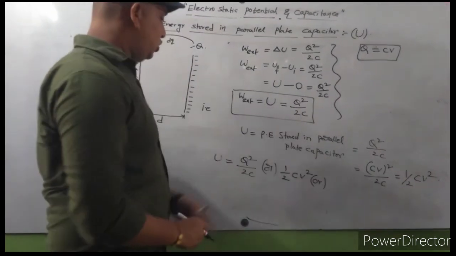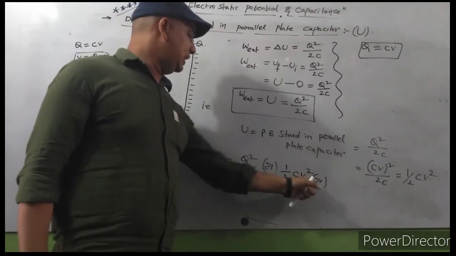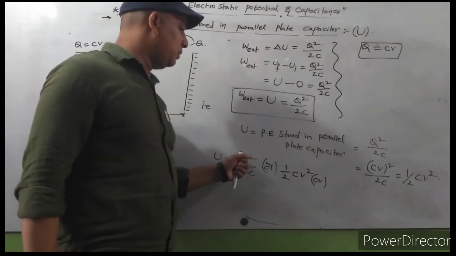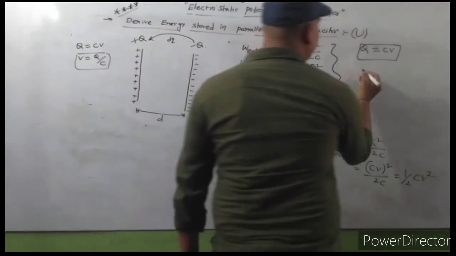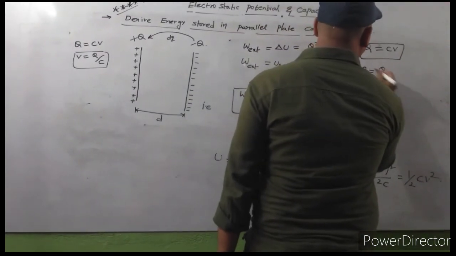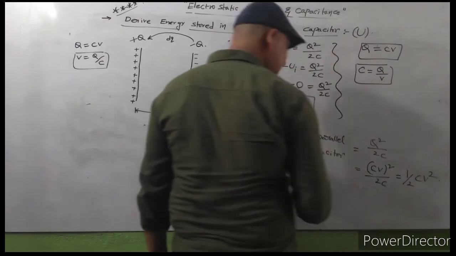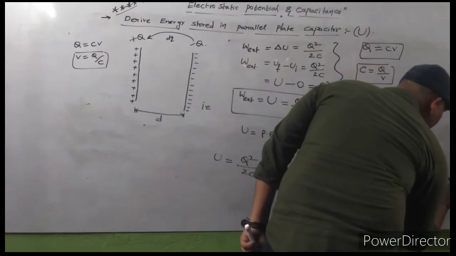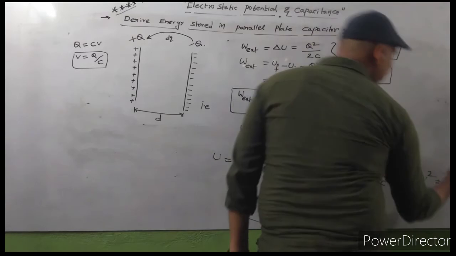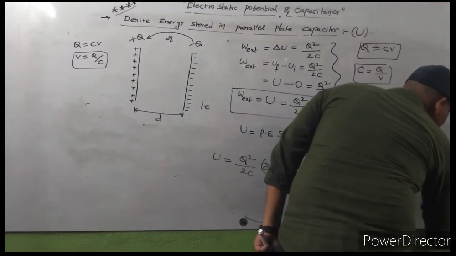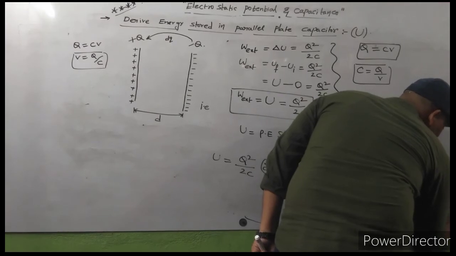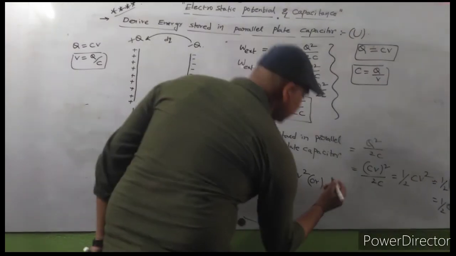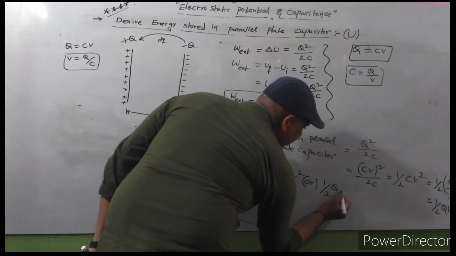This is the formula in Q and C, and this is the formula in C and V. Now I want the formula in Q and V, which means you should eliminate the C value. C is equal to what? Q by V. Substitute C is equal to Q by V: half into Q by V into V square. The V square cancels, giving half into QV. So one more form is half into QV.